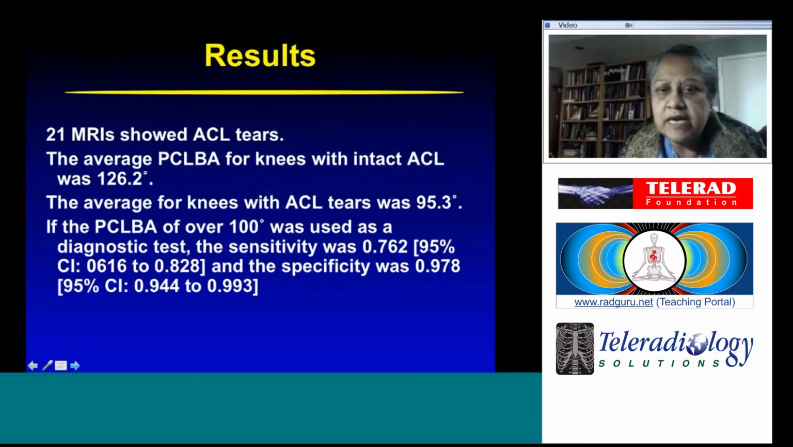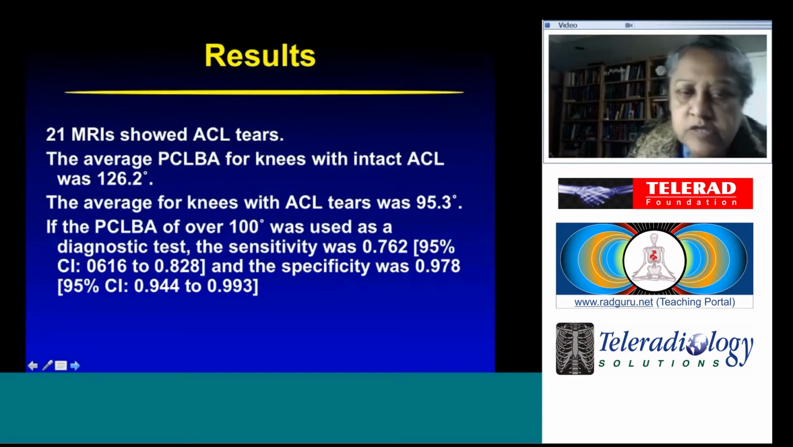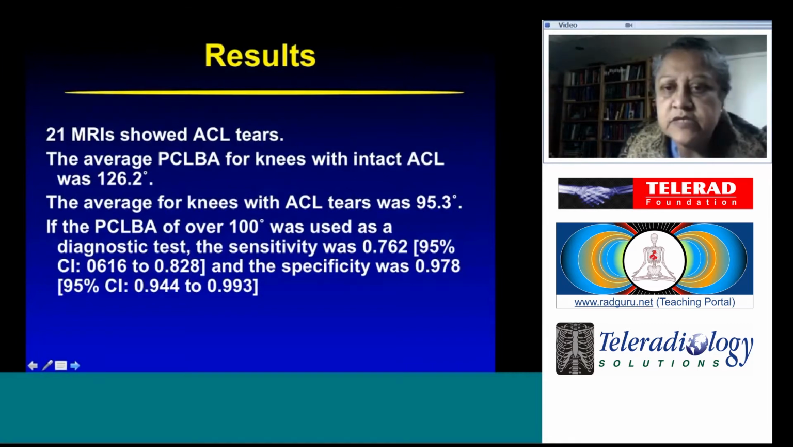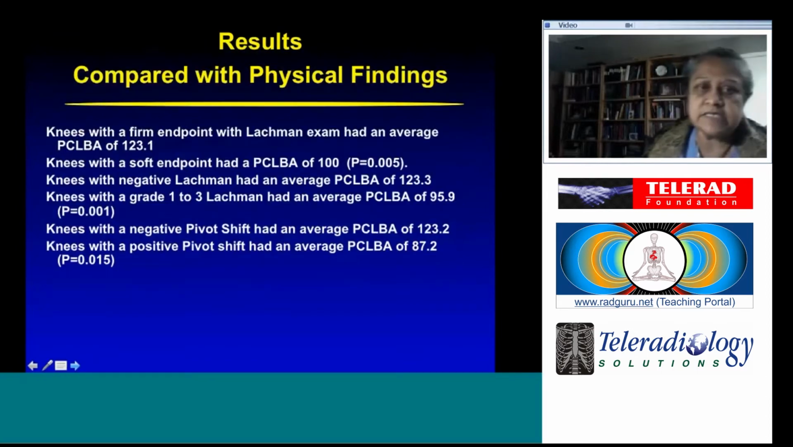In our cohort of patients, we saw 21 MRIs which showed ACL tears. The average PCL buckling angle for knees with intact ACL was found to be 126.2 degrees. The average for knees with ACL tears was 95.3 degrees. If the PCL buckling angle of over 100 degrees was used as a diagnostic test, the sensitivity was 95%, and the specificity was 95% also, which represents a significant improvement from the previous use of secondary and primary signs. How does it compare with physical findings?